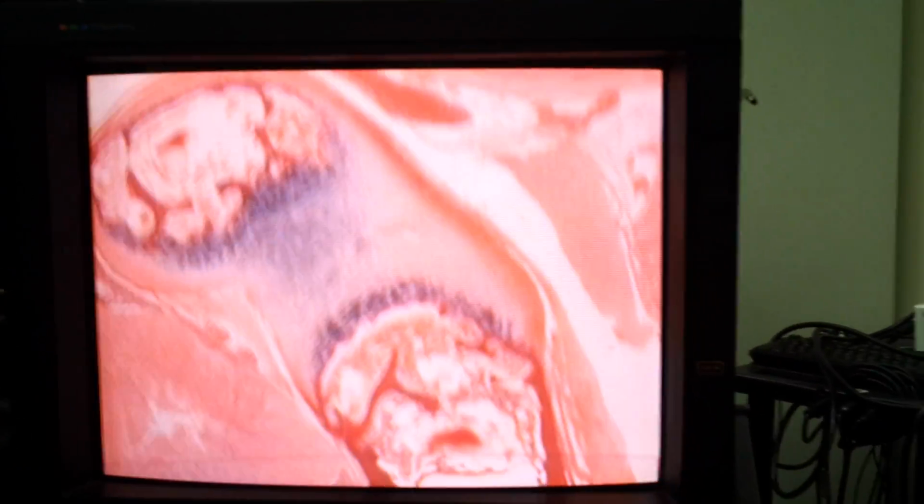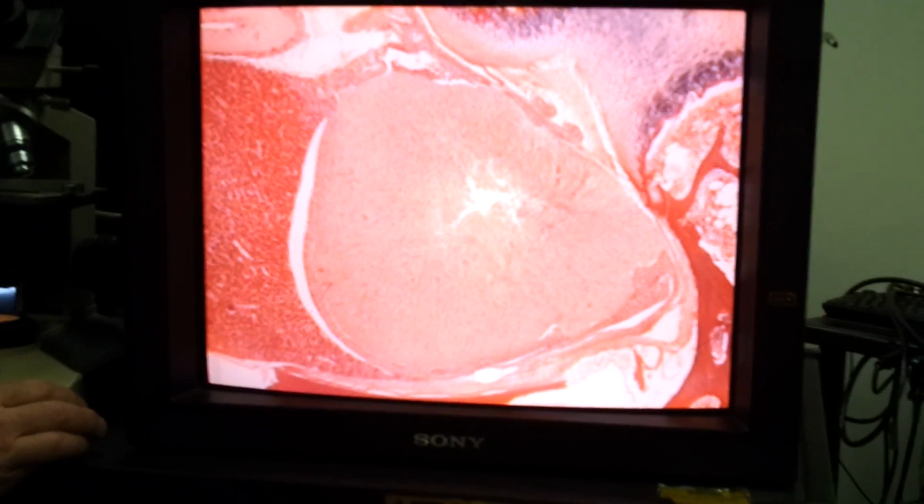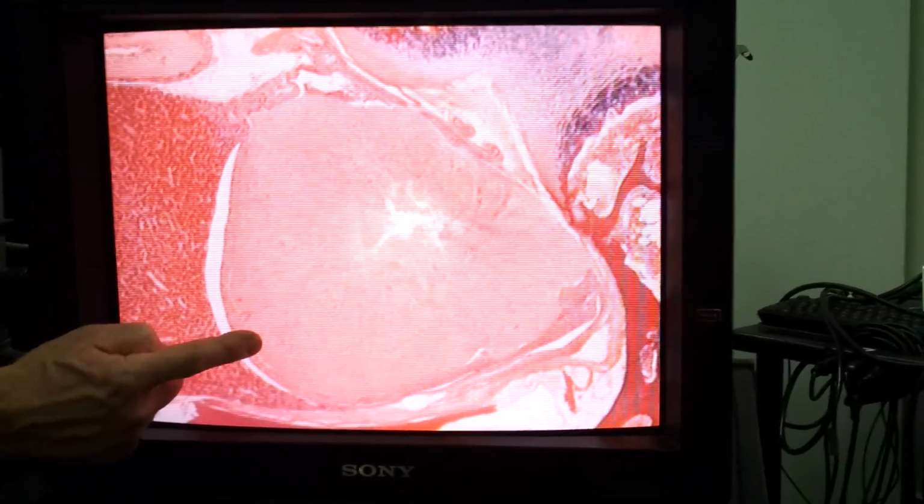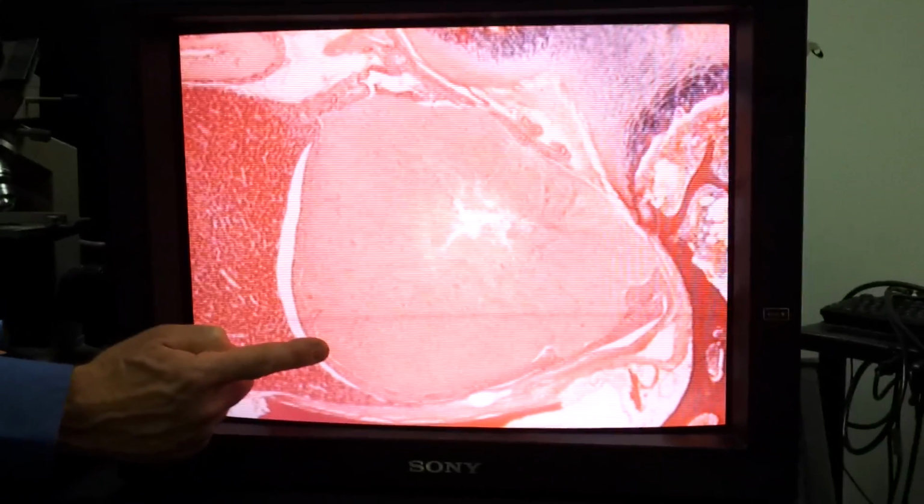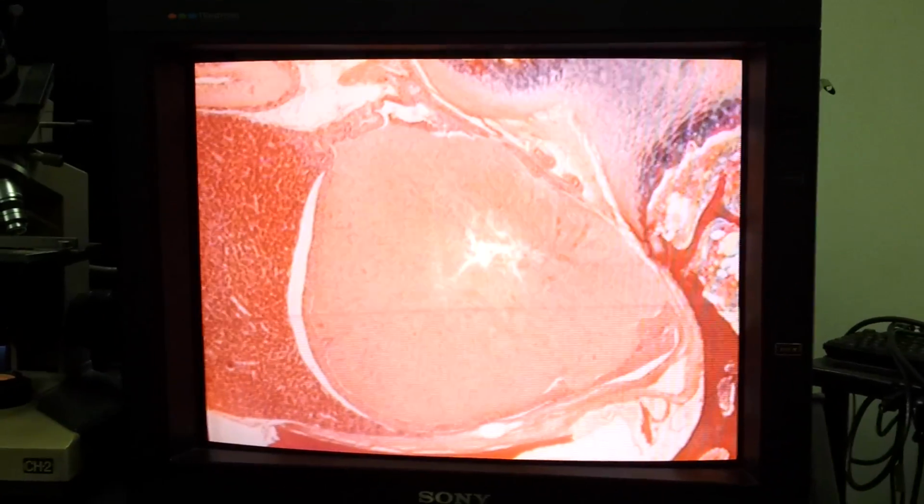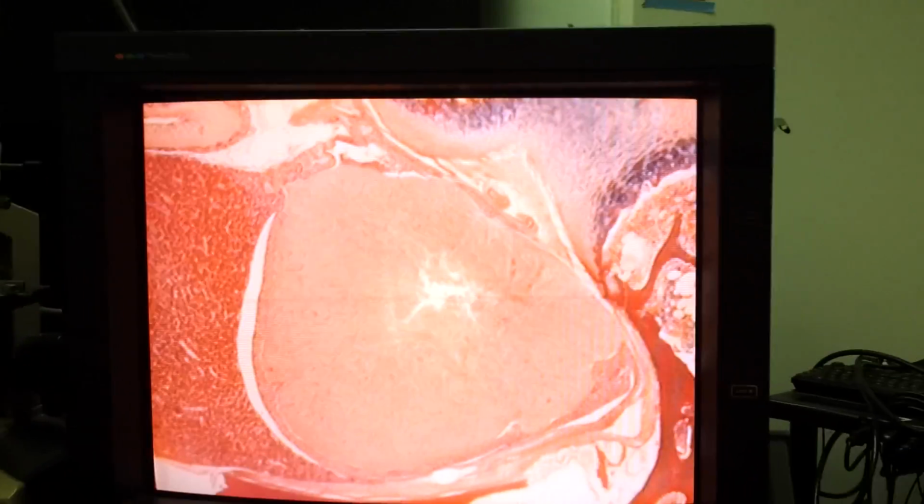So for example, you can count on seeing a low power slide, which has the whole view of it. If I asked you to name this, you would say that's the posterior pituitary, or the neural hypophysis. And if I asked you to name a hormone secreted from there, you would say arginine vasopressin, or ADH, oxytocin.